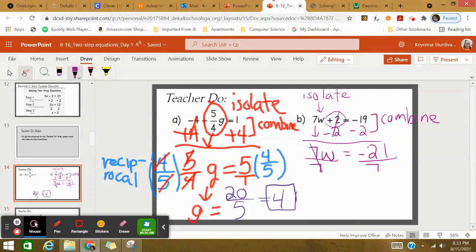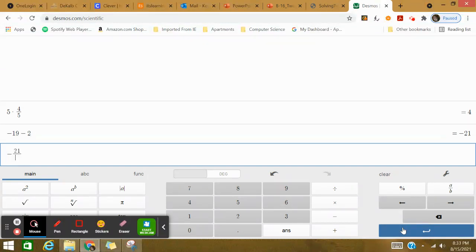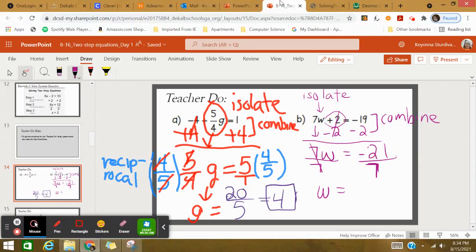And now I'm left with just W is equal to. So again, if I don't know the answer right off the top of my head, I have negative 21 divided by 7. I can go back to the Desmos calculator, hit the blue button, negative 21, hit the blue button to get a new line, divided by 7, and my answer is going to be a negative 3. So in this example, W is equal to a negative 3.